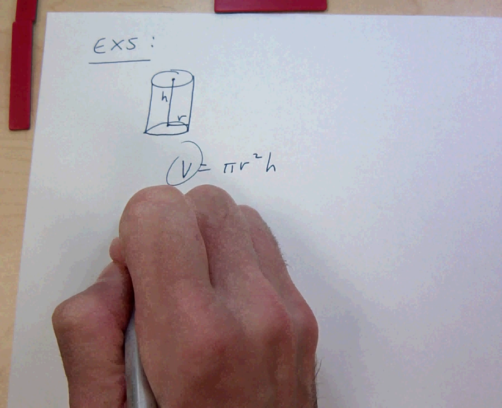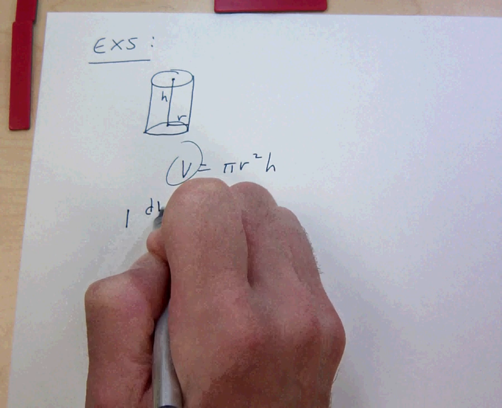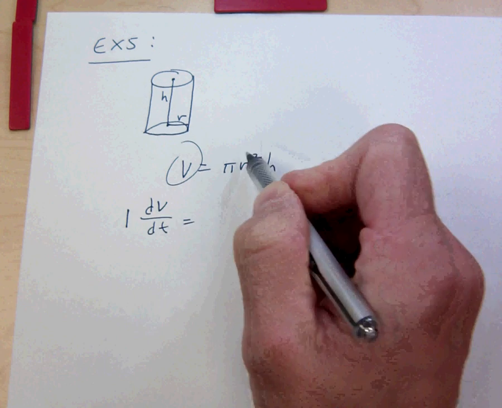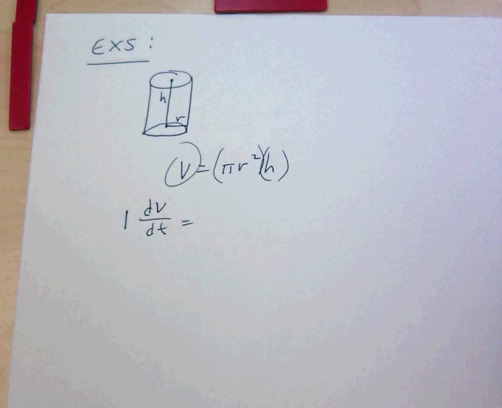Well, 1, right? And the derivative of v is just 1. And I have to put a dv over dt. And here, don't I need to use the product rule? Because r and h are both going to be variables throughout. Yes? And so I have to use the product rule.